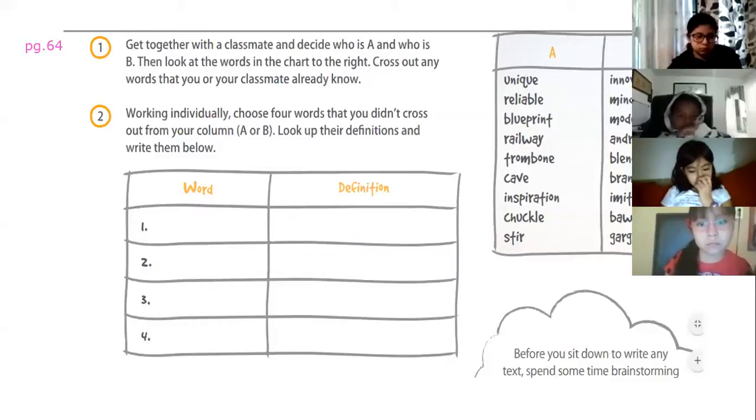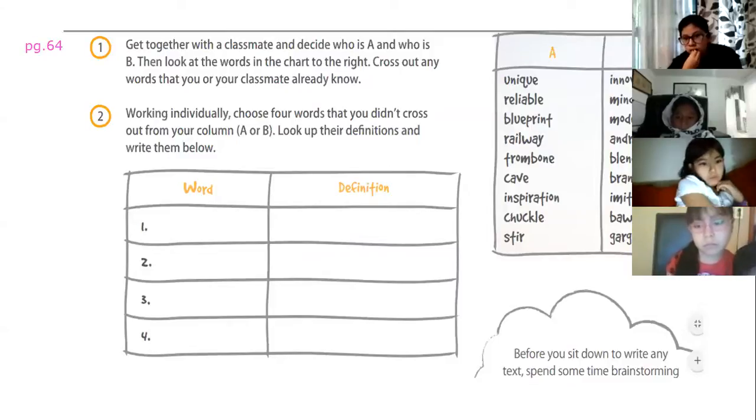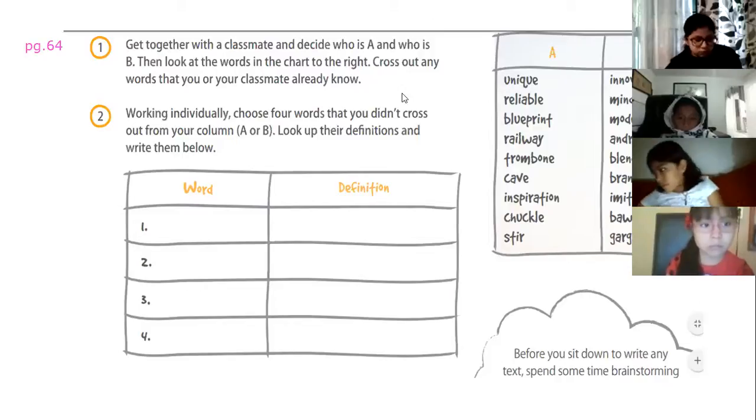What you have to do is to decide about four words that you don't know the meaning of. Okay? So talk to each other and decide about four words that you don't know. For example, Rene, Josue, Itayana, and Katia decide: for unique, the four of us, we don't know. So you choose the word and write it here.